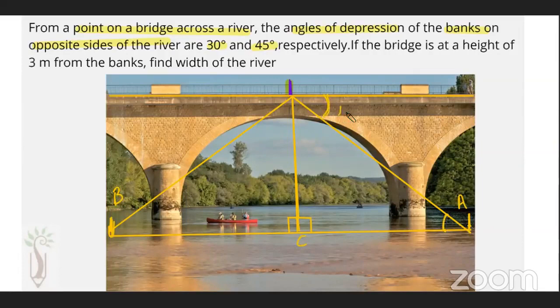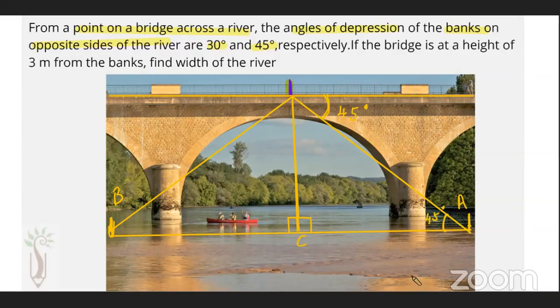But we have to show the angle of depression. So first we'll show the angle of depression above, and then we bring it down. Why do we bring it down? Kalpana, why did I bring down this angle? Which rule are we applying? Yes, alternate interior angles. Thank you.